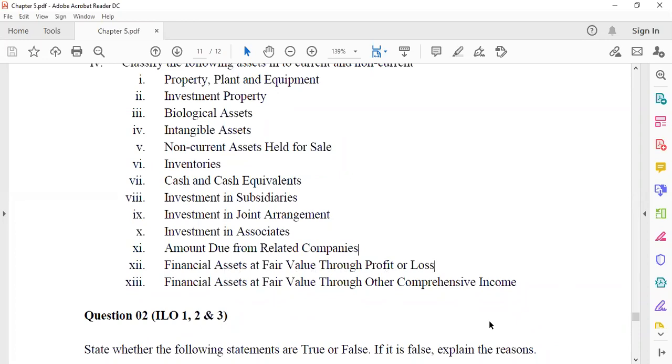So if you have financial asset at fair value through profit or loss investments, and it's a current investment.